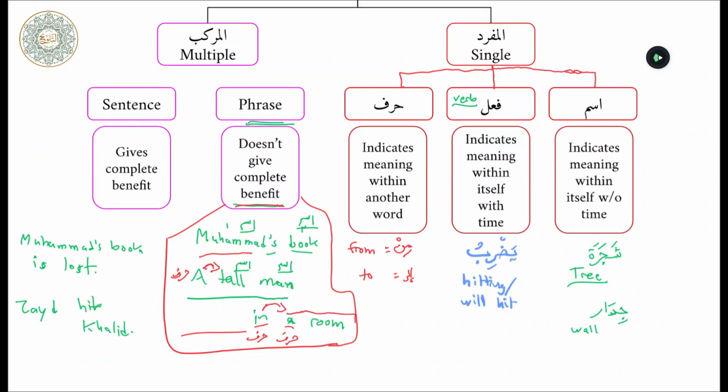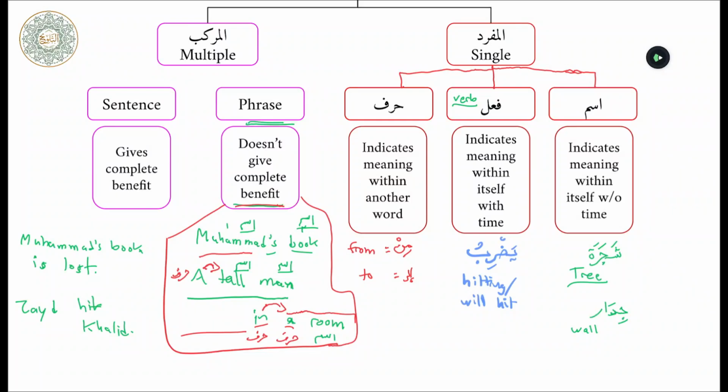All right, room. Does room indicate a meaning within itself? Yes, it does. Is it attached to a tense? No, it is not. Therefore, room is an ism. All right. Muhammad's book is lost. Muhammad's book is lost. Again, we're going to leave the apostrophe s, and over here we'll also leave the word is. Muhammad is an ism. Book is an ism. Lost. Does lost indicate a meaning in and of itself? Yes.